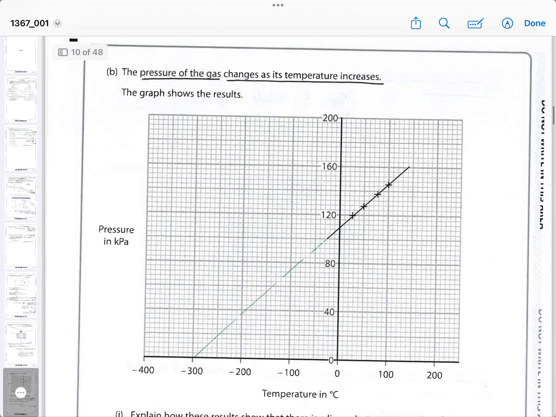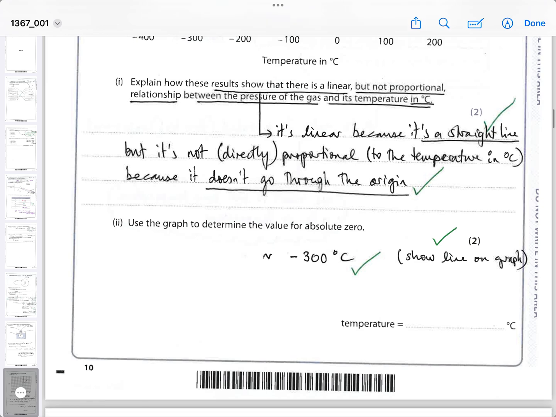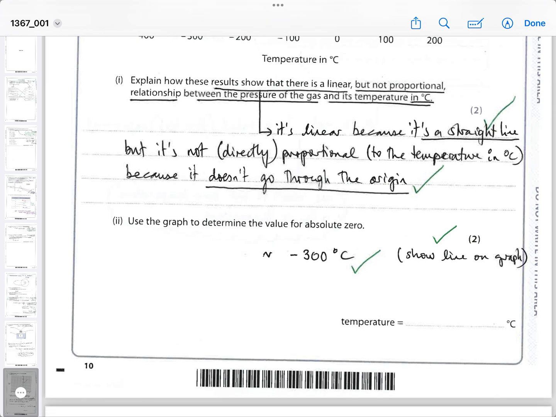Then they give you the results. All the results are between 0 and 100 degrees centigrade, or more likely room temperature and 100 degrees centigrade. And if you then draw the line backwards, you'll see that it hits the x-axis at minus 300. Okay, so that's something to look at in the later part of the question. It says, explain how these results show that there is a linear but not directly proportional relationship. They said not proportional. I always tell my students it's directly proportional. Okay, and now we've got to explain what's the difference between linear and directly proportional.